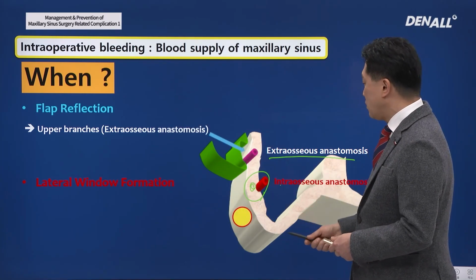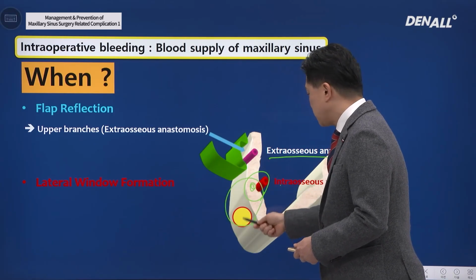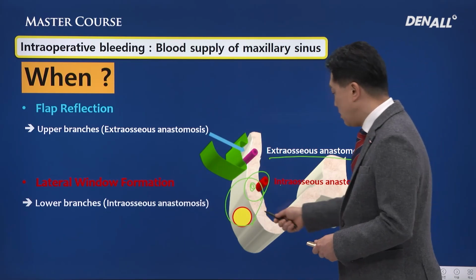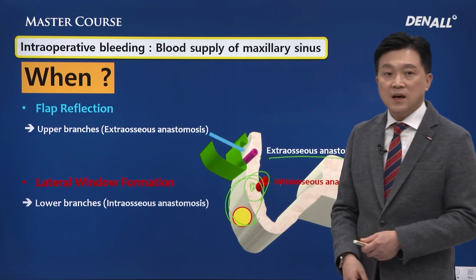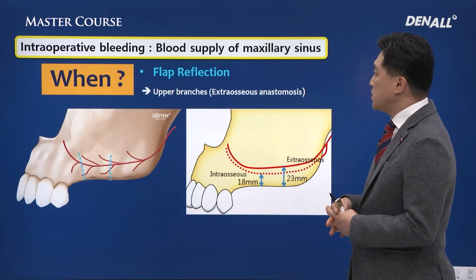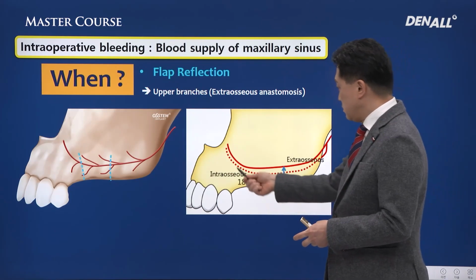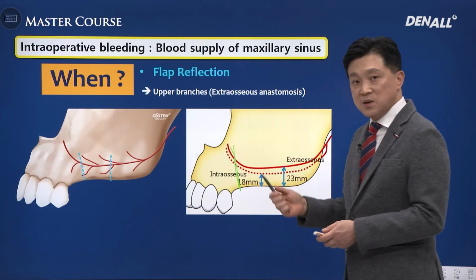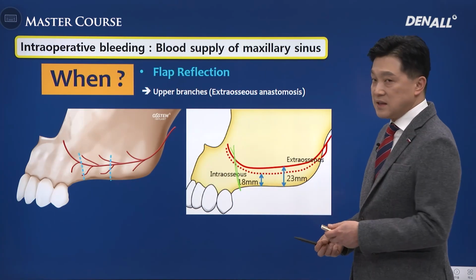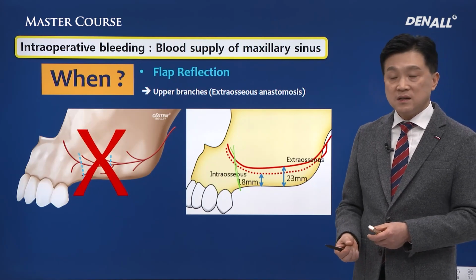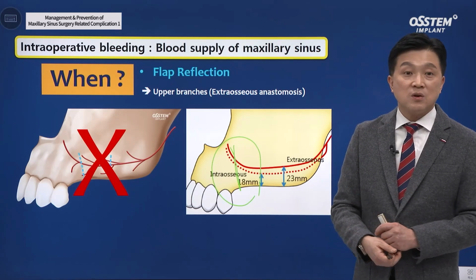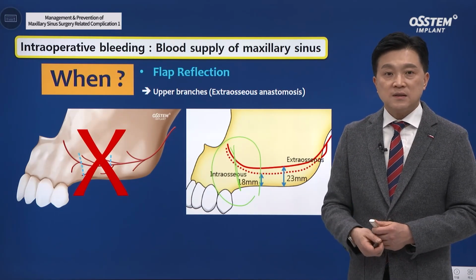When forming lateral window, intraosseous anastomosis artery can be damaged frequently. So this kind of damage occurs much more frequently. As for extraosseous anastomosis artery, unless we make a very significant vertical incision, it is included within flap, so it is not frequently damaged. As a result, it is very important not to make such significant vertical incisions to prevent damaging extraosseous anastomosis artery.